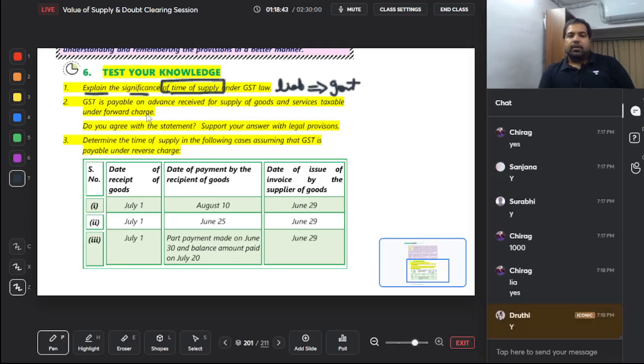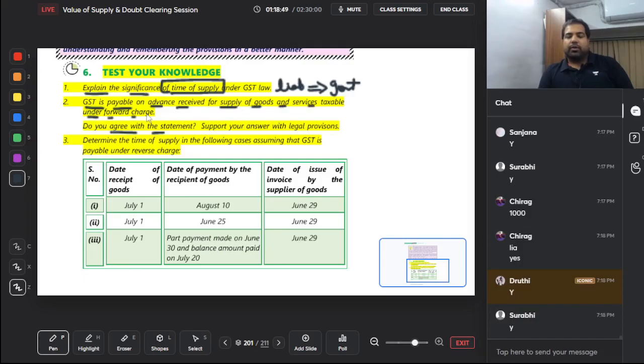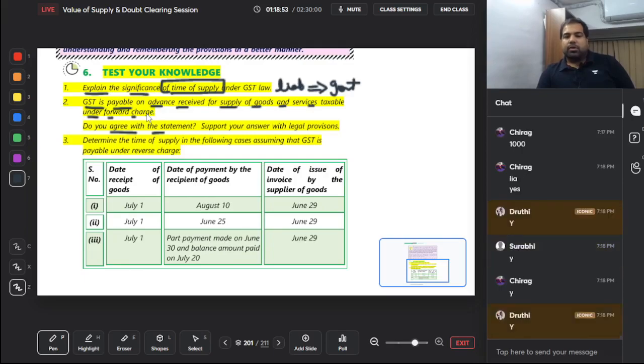GST is payable on advance received for supply of goods and services taxable under forward charge. Do you agree with the statement? Yes, but only partly, because for goods, any advance received will be ignored as per notification number 66 of 2017.